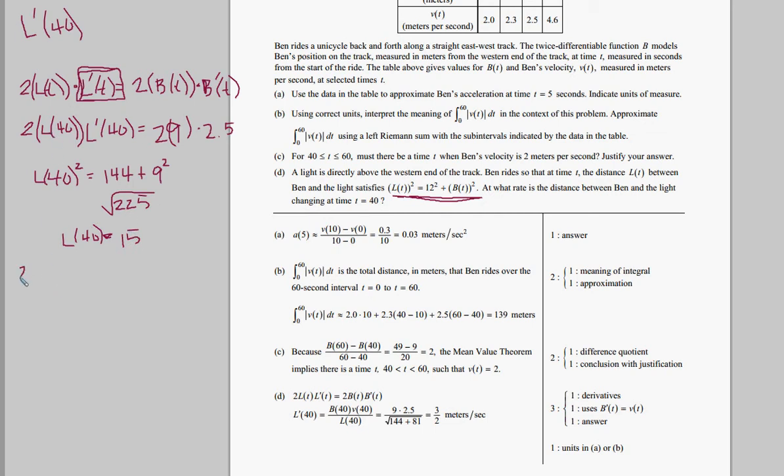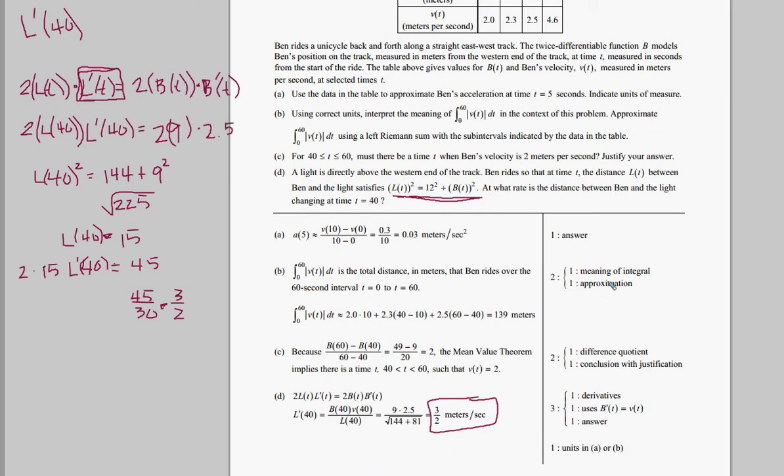So I have 2 times 15 times L prime of 40, right? We don't know that, is equal to 2 and 2.5 make 5. 5 times 9 is 45. And when I divide off, this is 30. 45 over 30 is 3 halves. And so we have this 3 halves meters per second. Okay? You don't have to do anything to justify other than just show your work. There's no statement that needs to be stated there.